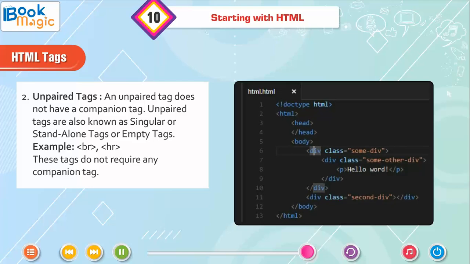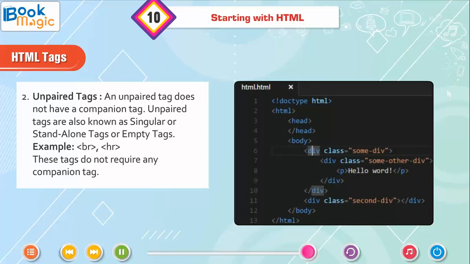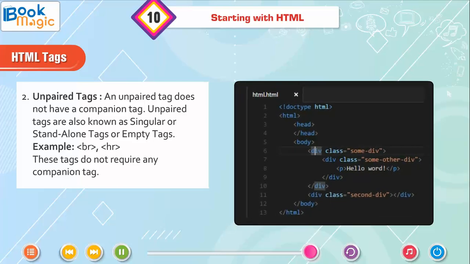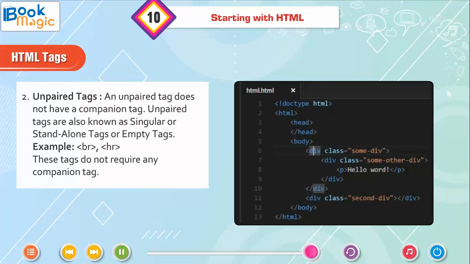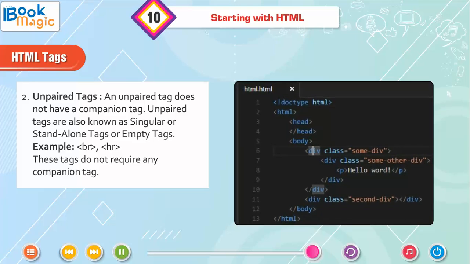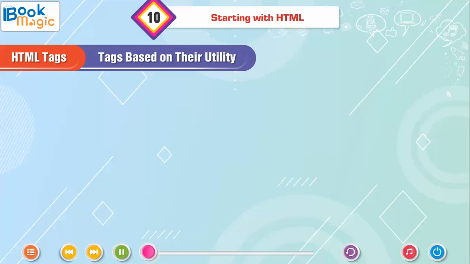2. Unpaired tags. An unpaired tag does not have a companion tag. Unpaired tags are known as singular or standalone tags or empty tags. Example: BR tag, HR tag. These tags do not require any closing tags.